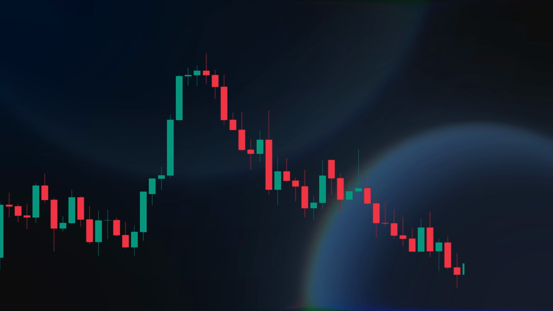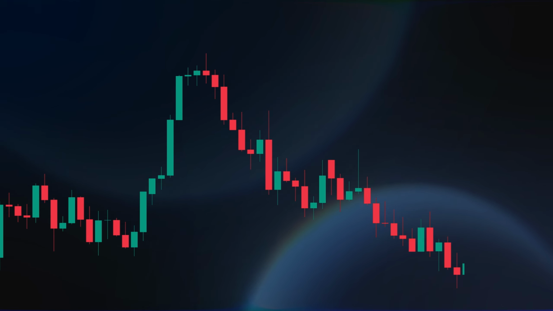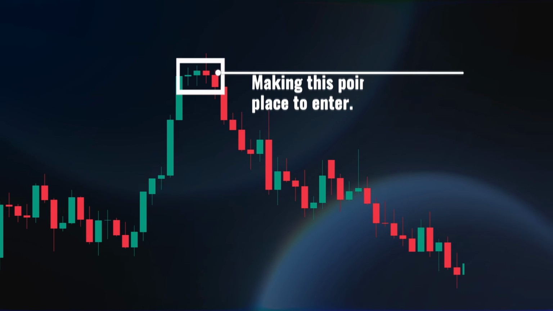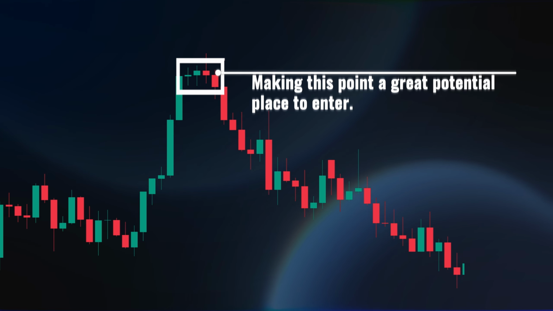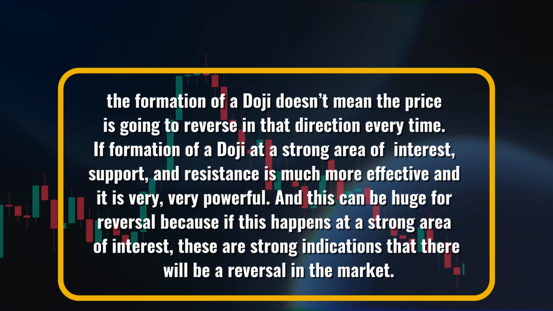This formation of the doji candlestick indicates that buyers are unable to keep price higher and sellers push prices back to the opening price. This is a clear indication that a trend reversal is likely to happen, making this point a great potential place to enter. As always, remember that the formation of a doji doesn't mean the price is going to reverse in that direction every time.